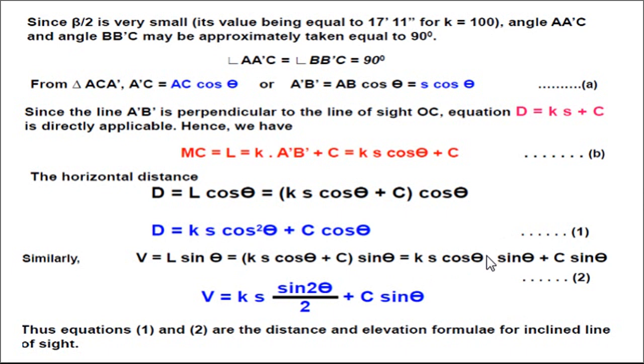Again, by using trigonometry, sine theta cos theta is equal to sine 2 theta upon 2. By substituting that we get V is equal to K into S into sine 2 theta upon 2 plus C sine of theta as it is. So this is another important formula when the line of sight is inclined. So equation 1 and equation 2 are the distance and elevation formulas for inclined line of sight. Next slide please.